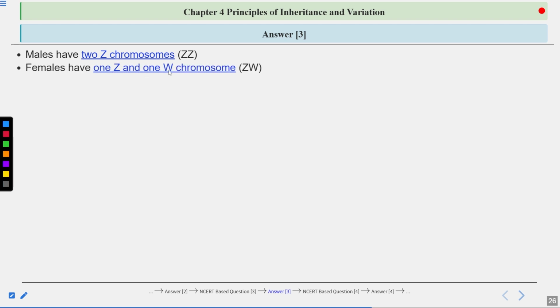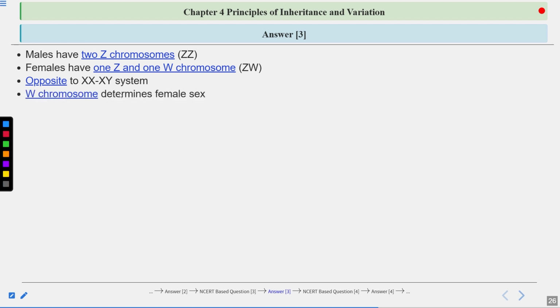Females have one Z and one W chromosome. So females are Z and W. They are producing two kinds of eggs here. Half of the eggs will have the Z chromosome, half of the eggs will have the W chromosome. So here the female determines the sex of the chick in case of the birds. So this is opposite to the XX and XY system. Clear?